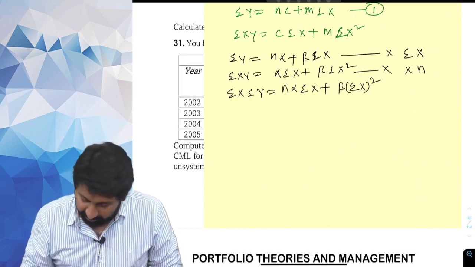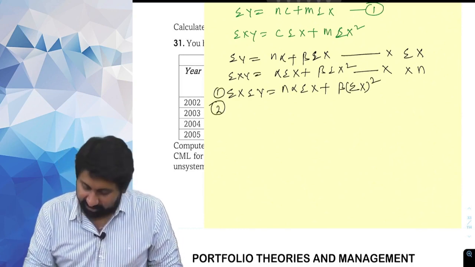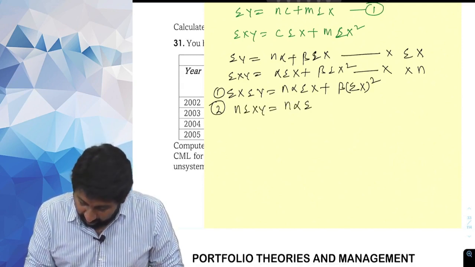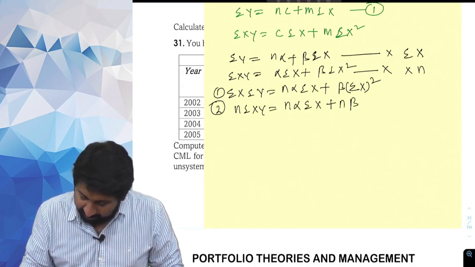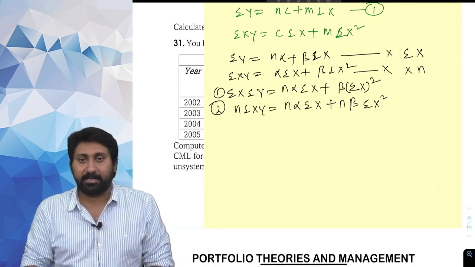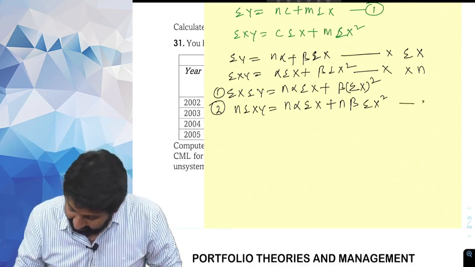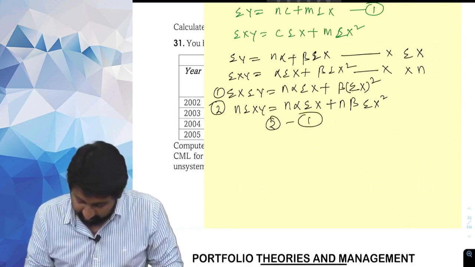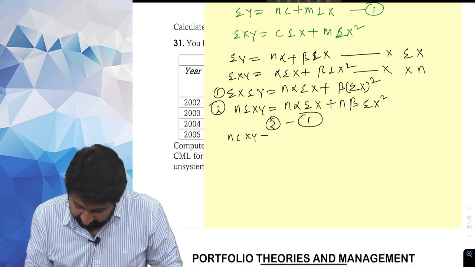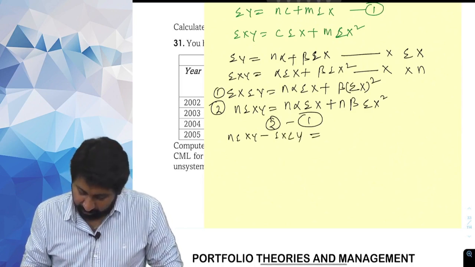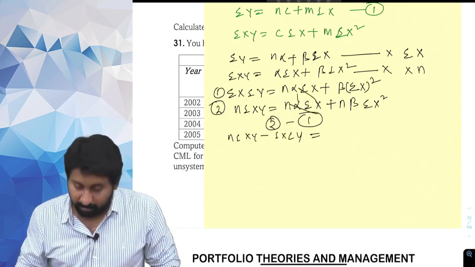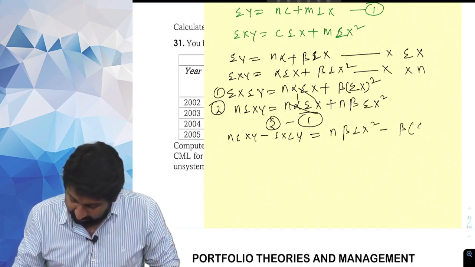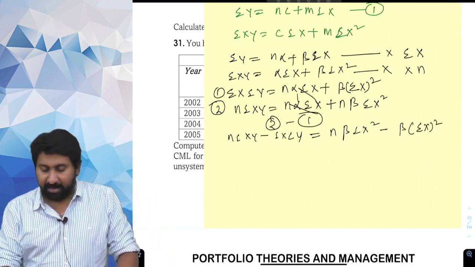Next, multiply the second equation with n. N sigma xy equal to n alpha sigma x plus n beta sigma x square. This is 2, this is 1. So 2 minus 1. Then n sigma xy minus sigma x sigma y equals this, and the n alpha sigma x terms will cancel each other, leaving n beta sigma x square minus beta sigma x the whole square.